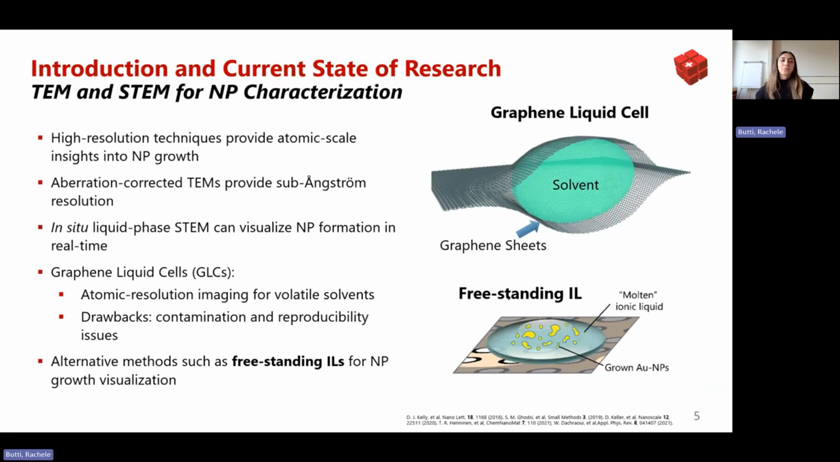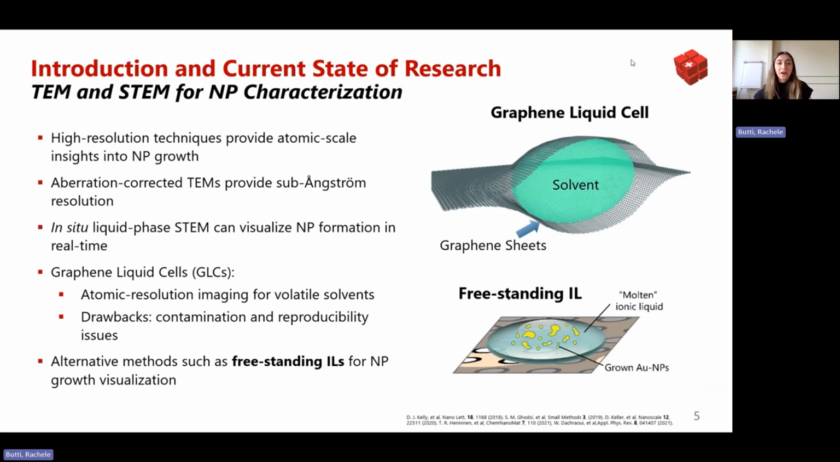Therefore, in order to analyze nanoparticle growth and formation in situ, high-resolution techniques really provide atomic scale insights. And TEM, if it is an aberration-corrected TEM, also provides sub-angstrom resolution. And commercially available graphene liquid cells also help us visualize nanoparticle formation in situ.